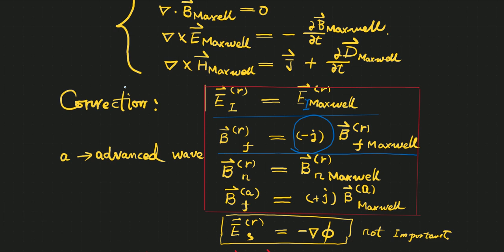So what Maxwell defined for the magnetic field is not the corrected magnetic field. This is the corrected magnetic field. For the near field, N means near, we do not need to make any corrections. Similarly, for the far field of the advanced field, we need correction with a positive J. For the advanced near field, we also do not need to make corrections.